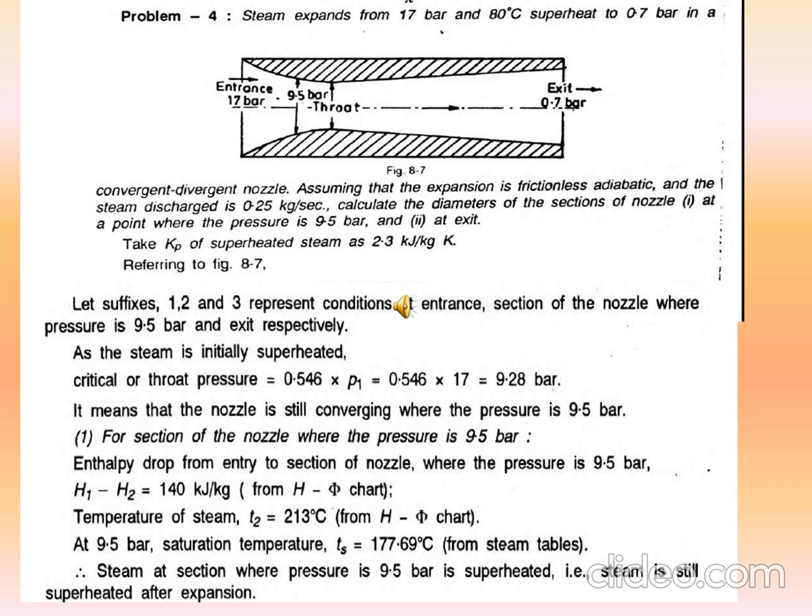Okay, so temperature of the steam at the T2 point, because at T2 you got 9.28 bar. So at 9.28 bar, T2 is 213 degree centigrade. Okay, so if we consider the saturation temperature, because 9.5 bar is given, and at 9.5 bar the saturation temperature is Ts equal to 177.69, which you can get from the steam table.